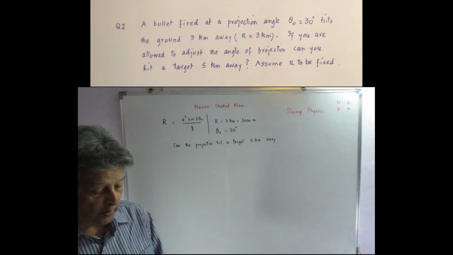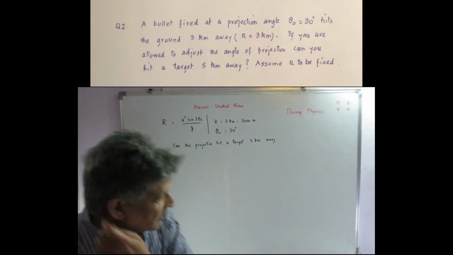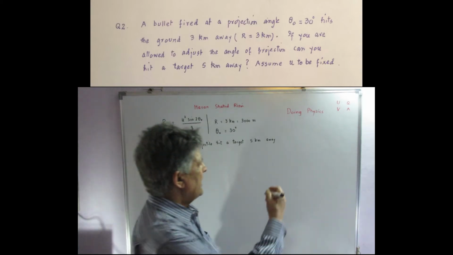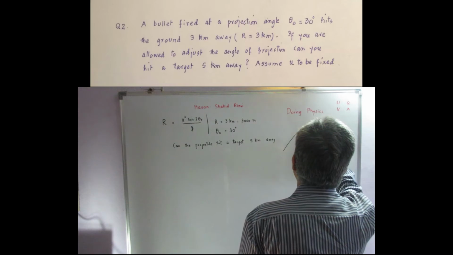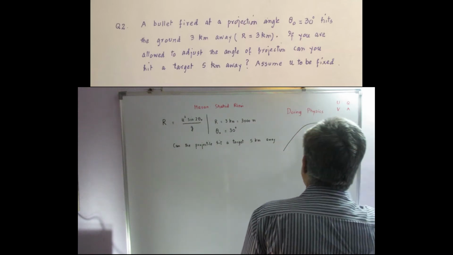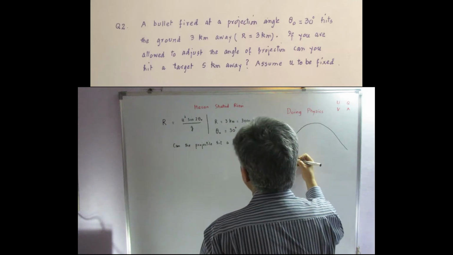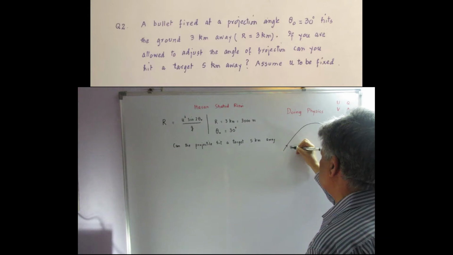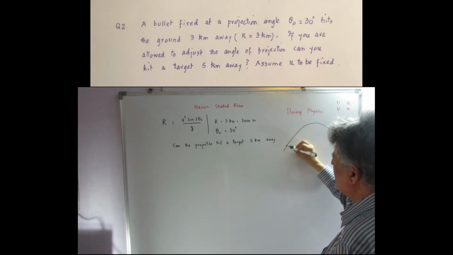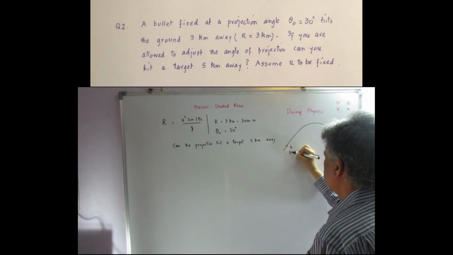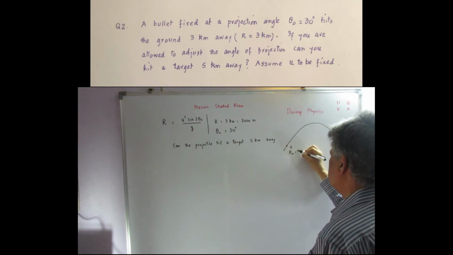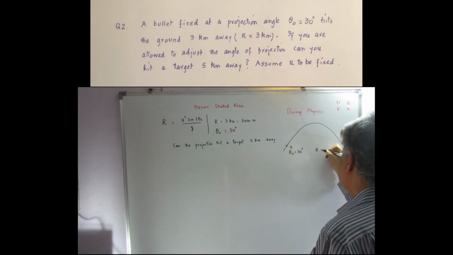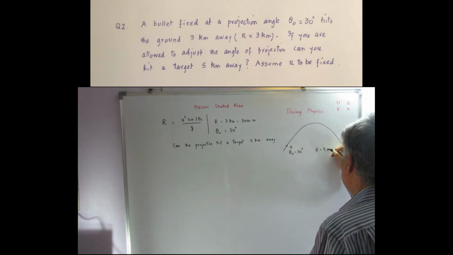So I state the same problem in my own words by taking this range equation here and describing the projection like this. This is the initial velocity u, and the angle I have taken is theta 0 equal to 30 degrees, and then it hits; the range is 3000 meters.